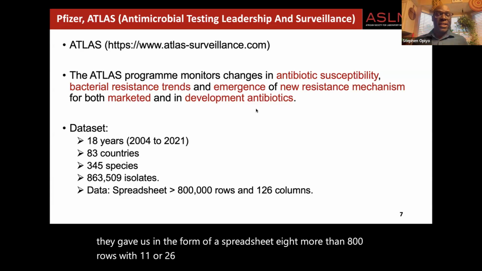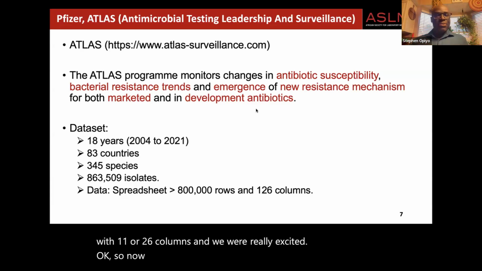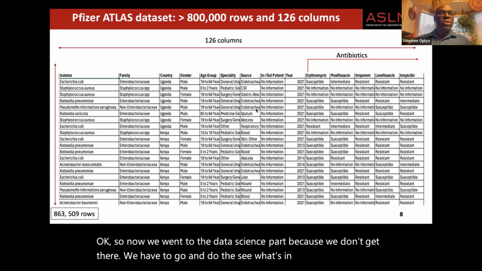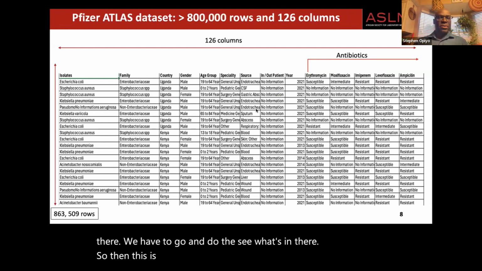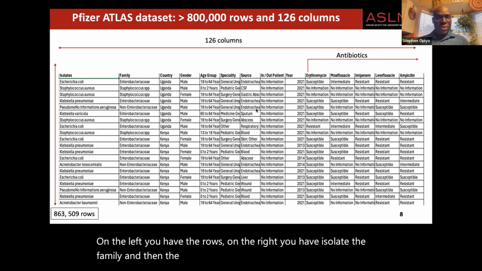And we were really excited. Okay, so now we went to the data science part, because when you get data, you have to go and see what's in there. This is basically how the data looked on the spreadsheet. On the left, you have the rows. On the right, you have the isolate, the family, and then the antibiotics.